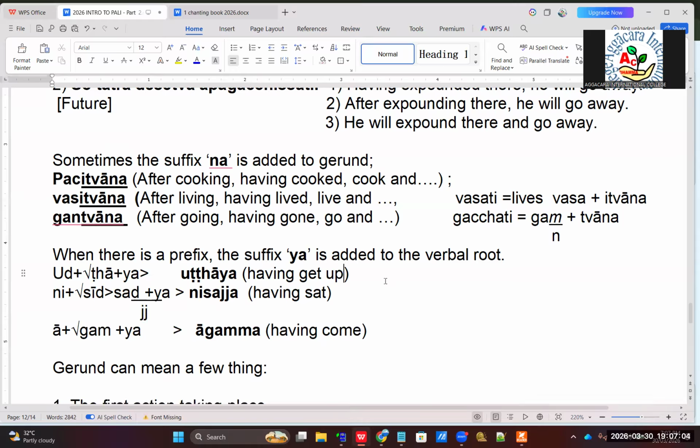Or if you want, you can put "after sitting." Okay, so I just put one. If you want to write all of them, you can put "after sitting" or "sit and something."